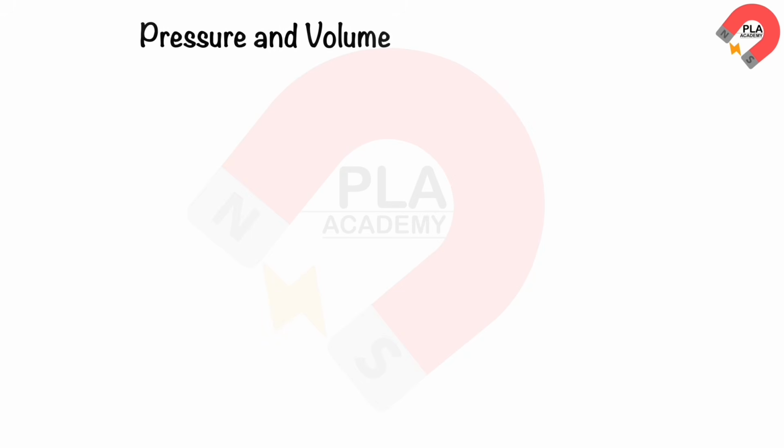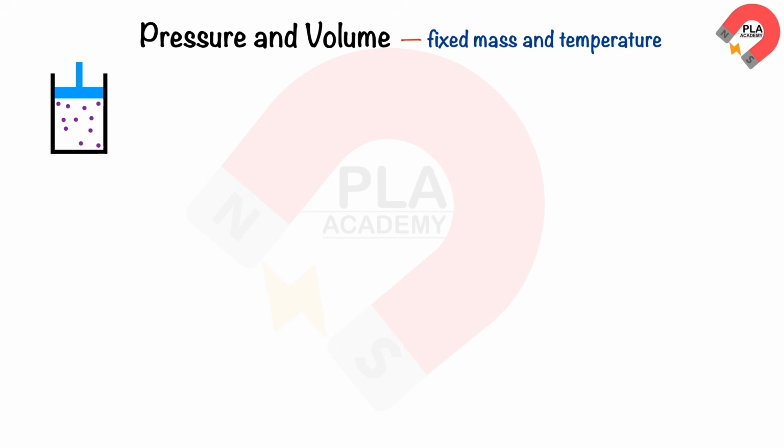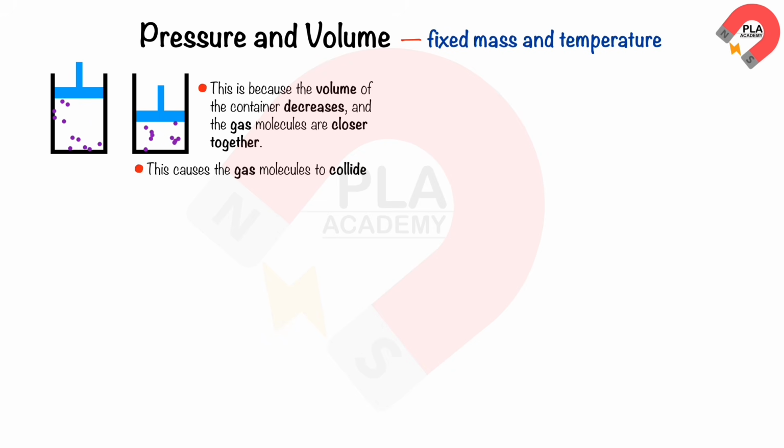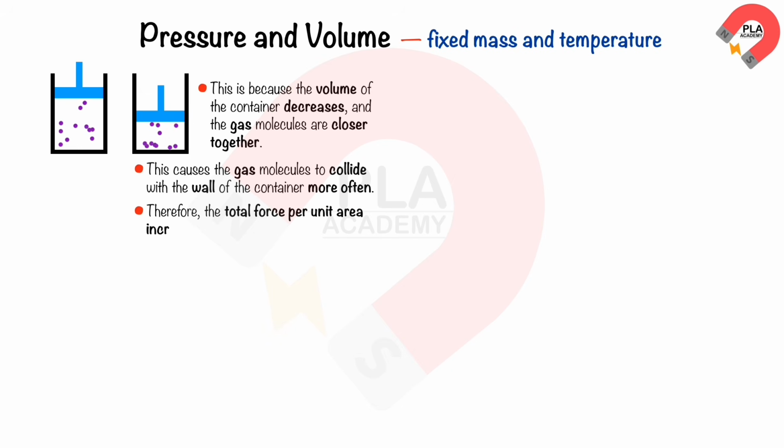The relationship of pressure and volume of gases at fixed mass and temperature is called Boyle's law. If the temperature and mass of a gas remain constant, the pressure of the gas increases when it is compressed. This is because the volume of the container decreases, and the gas molecules are closer together. This causes the gas molecules to collide with the wall of the container more often. Therefore, the total force per unit area increases and pressure also increases.